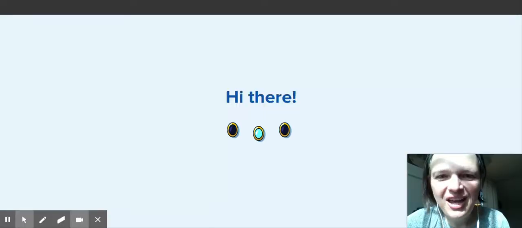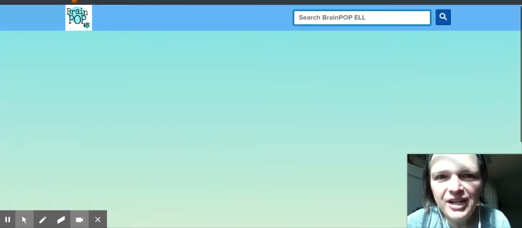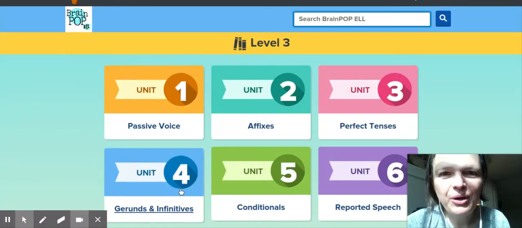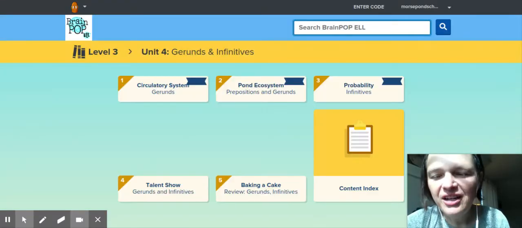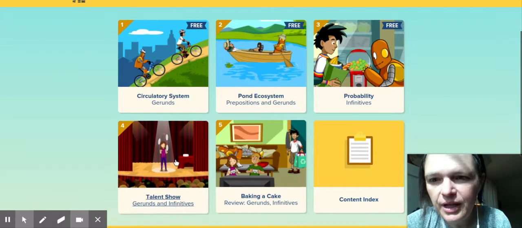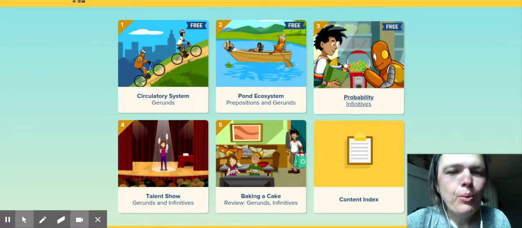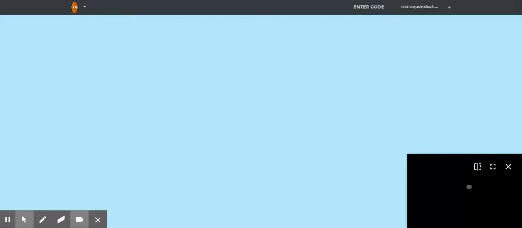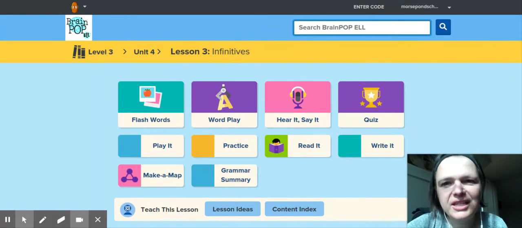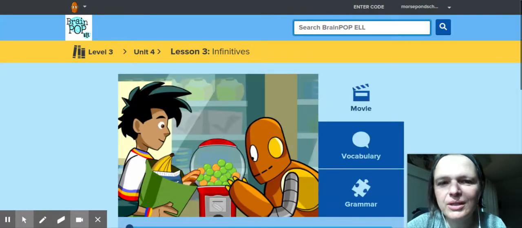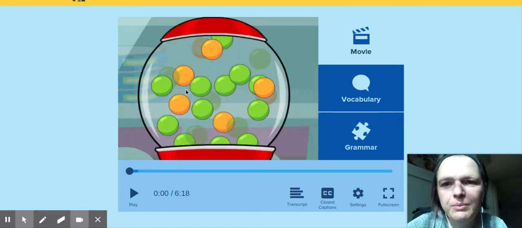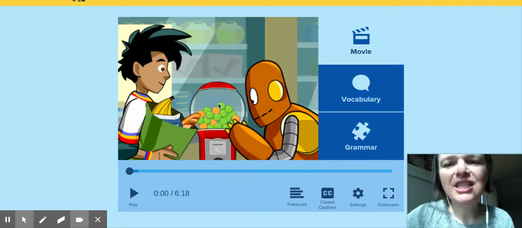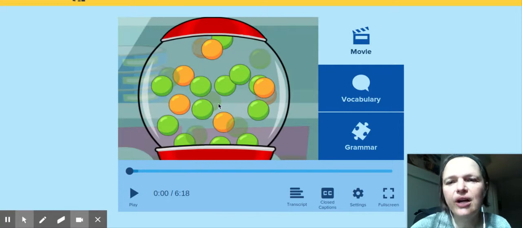Okay, here we go. The infinitives lesson is just like the other lessons in BrainPOP. So you're going to go to level 3, unit 4. You're going to click on the infinitives. This is such a fun lesson. This is about probability, which is the chance that something will happen. So this is actually a math lesson involving gumballs. You'll see right here that Ben and Moby talk about the probability or chance that they'll be able to get a certain color gumball in the gumball machine.